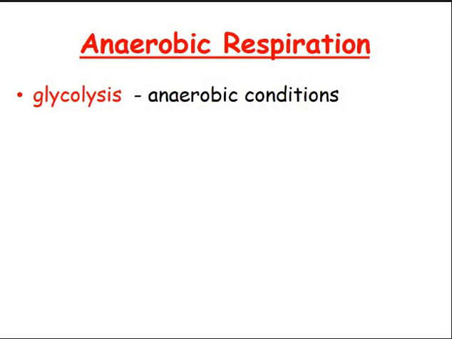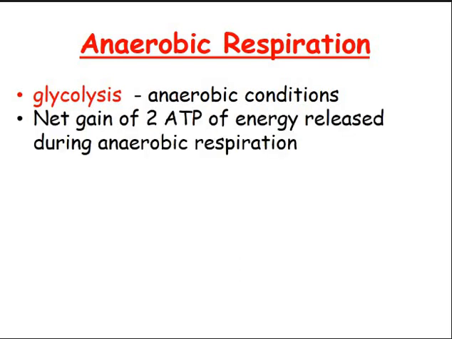Remember, glycolysis is the first stage. It's where we take our 6-carbon glucose molecule that's too big, and then we're going to split it into 2 3-carbon pyruvates. So that's glycolysis. And it occurs totally in the cytoplasm. The net gain from glycolysis is 2 ATP. Remember, you're putting energy in to get energy out. So at the start of glycolysis, you put in 2 ATP, and then you form 4 at the end, so your net gain is going to be 2. Okay, so you don't get a lot of energy from anaerobic respiration. And as I said, it occurs totally in the cytoplasm.